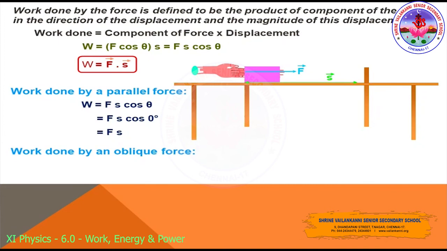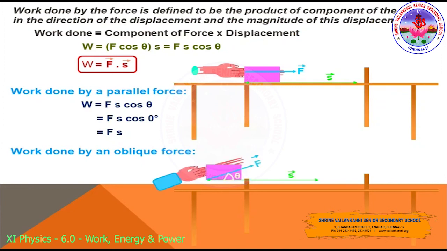Now work done by an oblique force. Suppose it makes an angle. Now we are measuring the work done when the force and the displacement are inclined. See, both are inclined in nature now. So the work done is what? We have to take the component of force in the direction of displacement into the magnitude of the displacement. So W is equal to F cos theta into S.